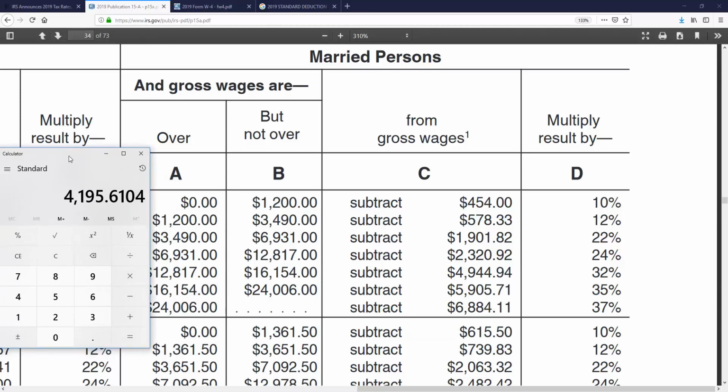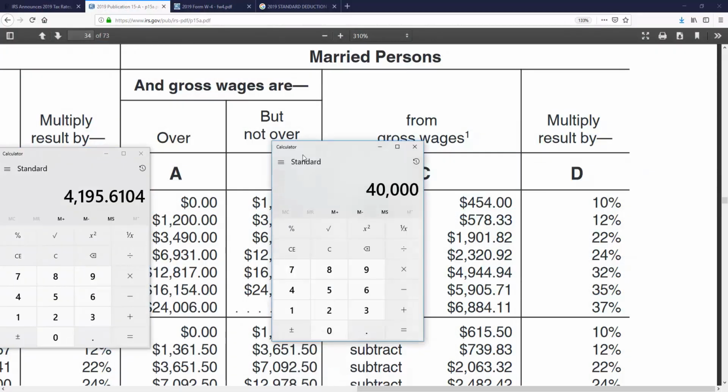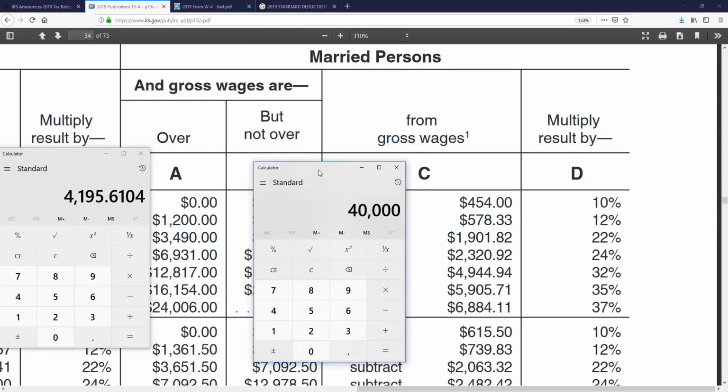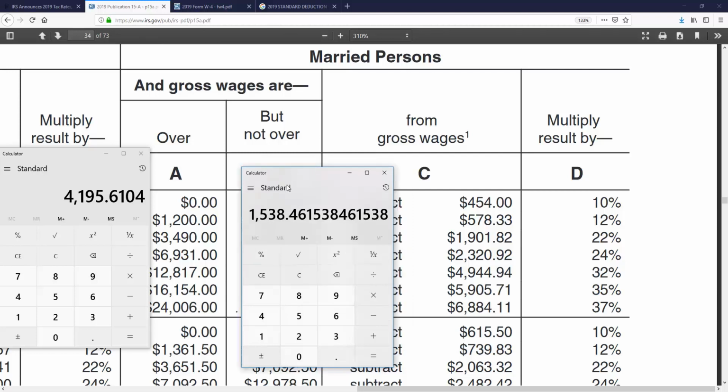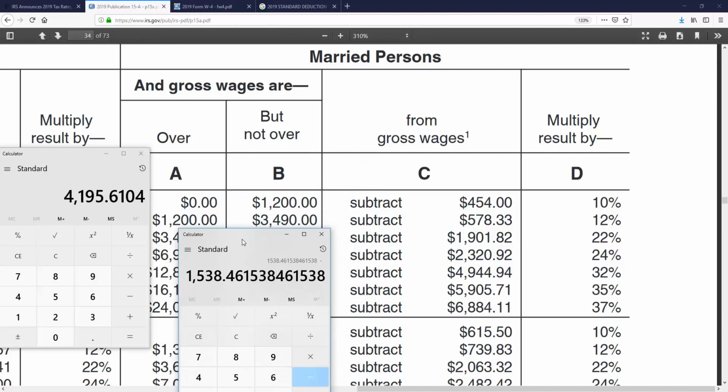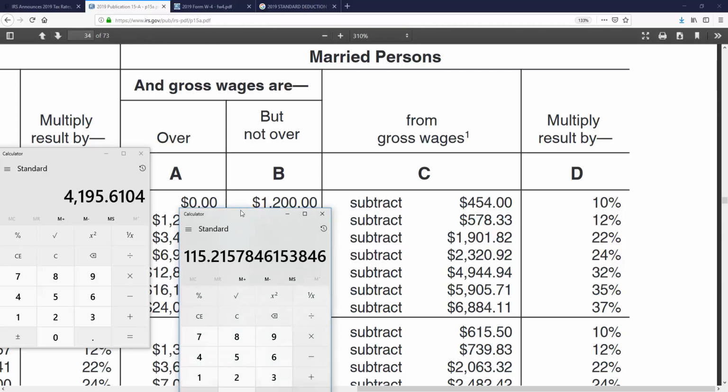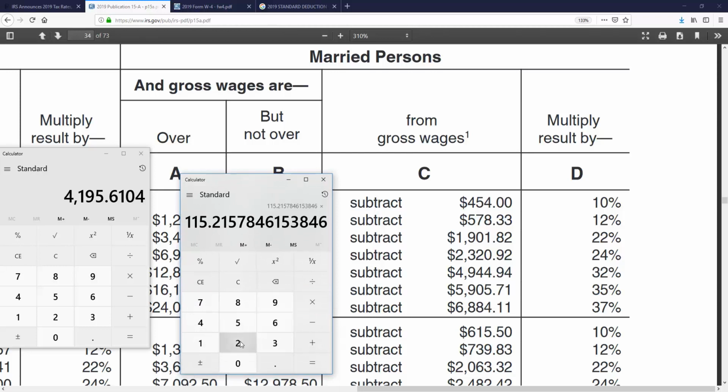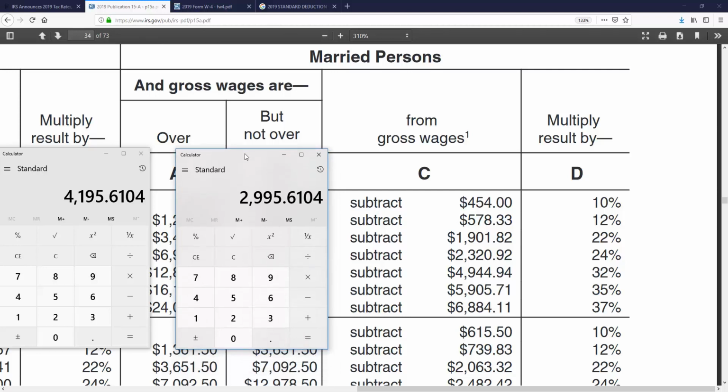Let's do the same thing with the husband's salary. He makes $40,000 a year. We're going to divide that by 26. Biweekly pay period, $1,538. That's also going to put him in the 12% tax bracket for withholding purposes. So we subtract 578.33, which gives you 960. We multiply that times 12%, so his withholding is $115 every pay period. We multiply that times 26, and that gives them a total withholding for the year of $2,995.